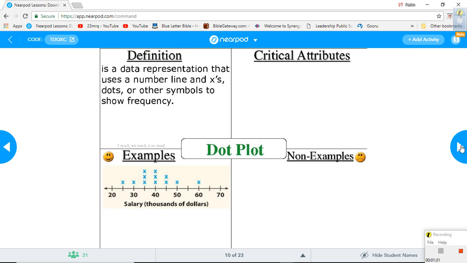Look at it. Does it have a number line? Yes. Are they using X's, dots, or other symbols? Yes. And does it show frequency? Yes. And we'll read it in a little bit. Just copy that for right now. I'll give you some time. Ready, go.